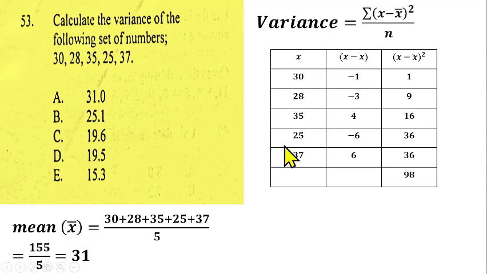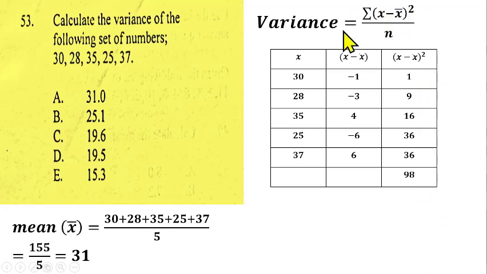So we have 30 minus 31, that gives us minus 1. 28 minus 31, minus 3. 35 minus 31, that will be 4. 25 minus 31, that will be minus 6. 37 minus 31, that will give us 6. So from there we have to square the deviation. Minus 1 squared is 1. Minus 3 squared is 9. 4 squared is 16. Minus 6 squared is 36. 6 squared is 36. Then you have to sum them together. That gives us 98.